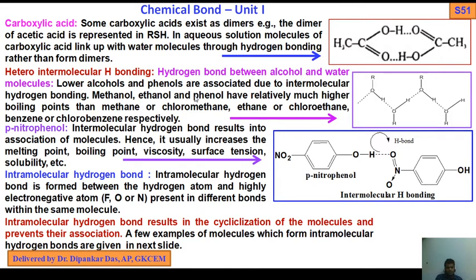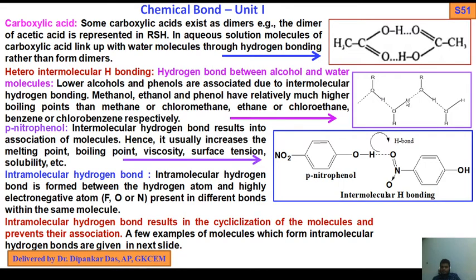Lower alcohols and phenols are associated due to intermolecular hydrogen bonding. Methanol, ethanol and phenol have relatively much higher boiling points than methane and chloromethane, or ethane or chloroethane, or benzene or chlorobenzene respectively. Why? Because methanol and ethanol can form hydrogen bonds. So how? This is the ROH, the alcohol. It may be an alkyl group or an aryl group. In the case of phenol, it is an aryl group; in the case of methanol, an alkyl group. So what will happen?